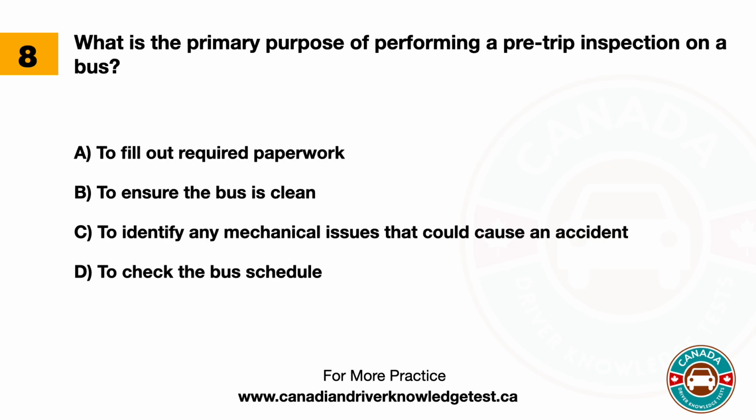Question 8. What is the primary purpose of performing a pre-trip inspection on a bus? A. To fill out required paperwork. B. To ensure the bus is clean. C. To identify any mechanical issues that could cause an accident. D. To check the bus schedule. The answer is C. To identify any mechanical issues that could cause an accident.